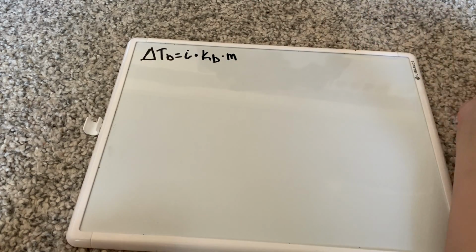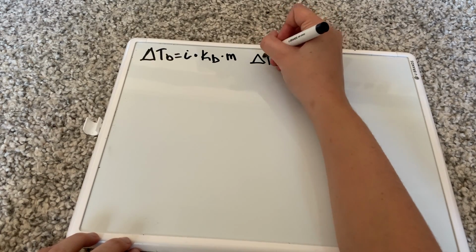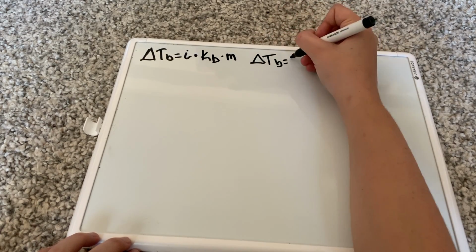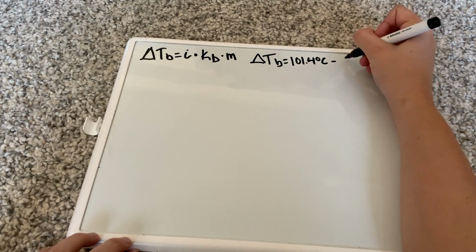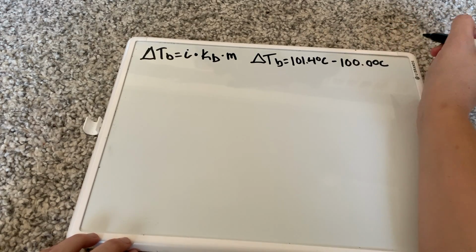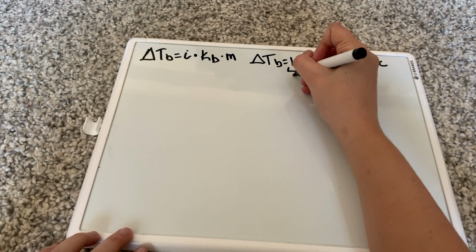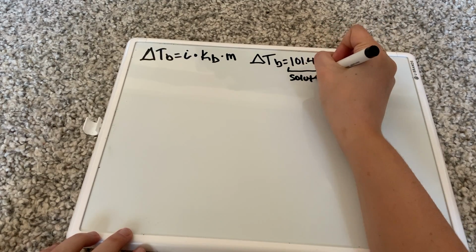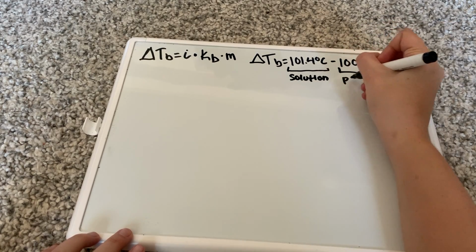Now I'm going to start writing all the information I know that was given to me in the problem. To solve for delta T boiling, I'm going to write 101.4 degrees Celsius minus 100 degrees Celsius. I've come up with these numbers because that is the boiling point of our solution minus the boiling point of pure water, our solvent.